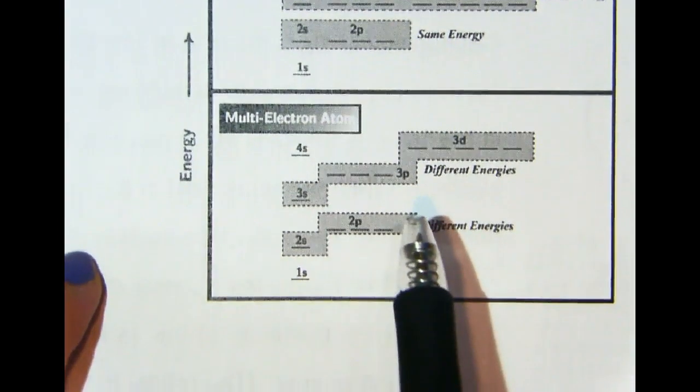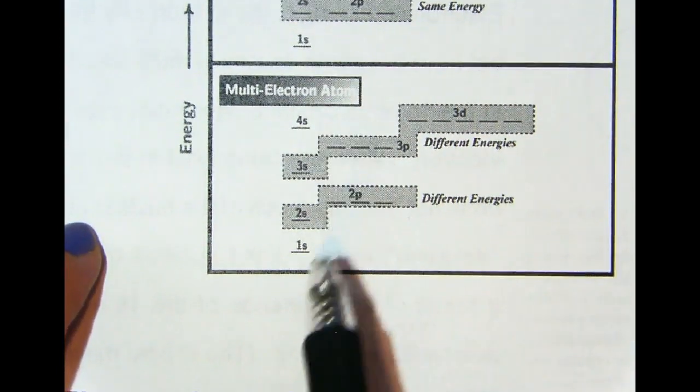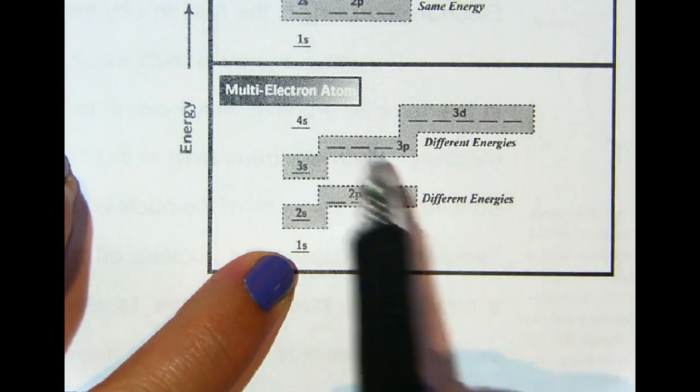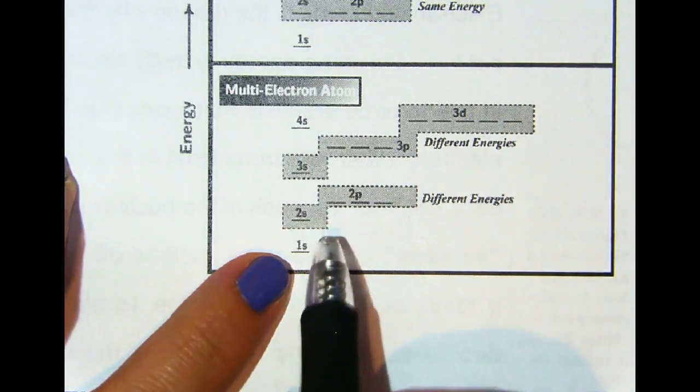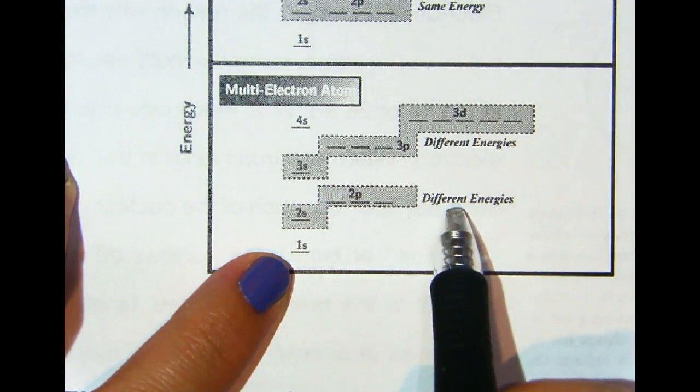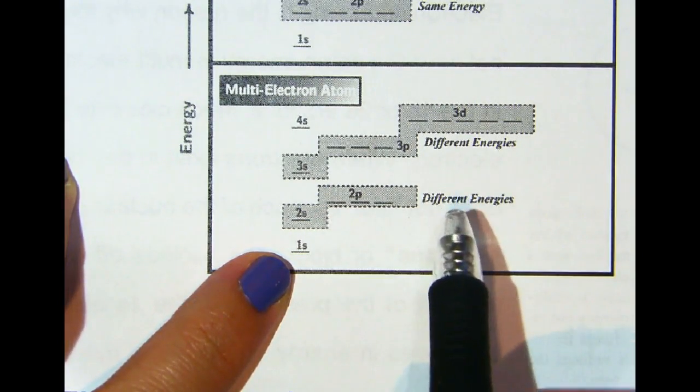However, when more than one electron becomes present, you have electrons here, and you keep adding them as you get higher and higher in atomic number. So notice that these are no longer level with one another. They have different energies, so they are no longer degenerate sublevels.